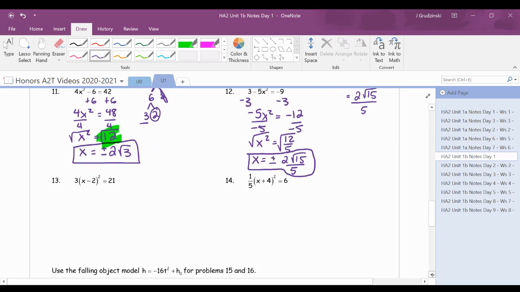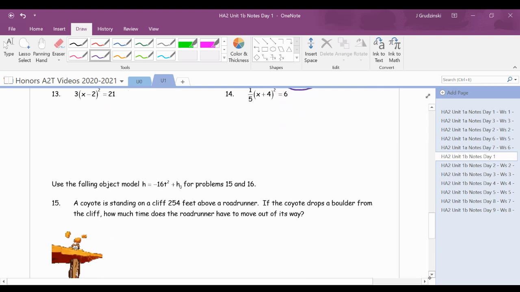All right, let's take a look at number 13. So first thing I'm going to do is divide by 3. And then I've got x minus 2 squared over 7. So now this whole parenthesis is being squared, so I can square root at this point. So then I have x minus 2 equals plus or minus root 7. And then I can add 2 to both sides. So I get x equals 2 plus or minus root 7.